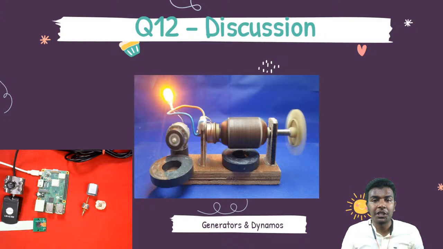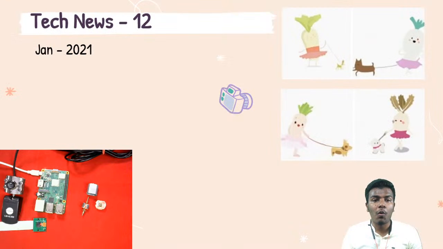So we are at the end of the session. Before that, tomorrow's discussion is going to be about generators and dynamos, because a lot of people in previous years, talking about the 80s or 90s, may have seen dynamos in real life. Now it is not that much in real life because we are not seeing that. So in tomorrow's session, we are going to see about generators and dynamos. Okay, and then tech news of the day.